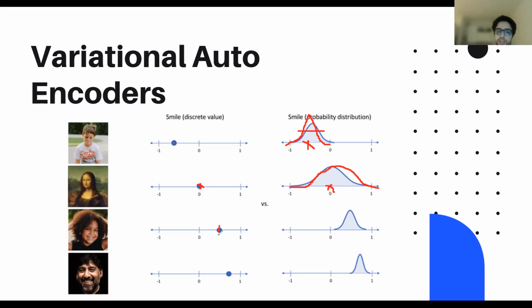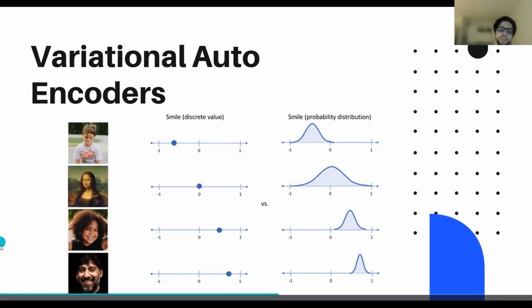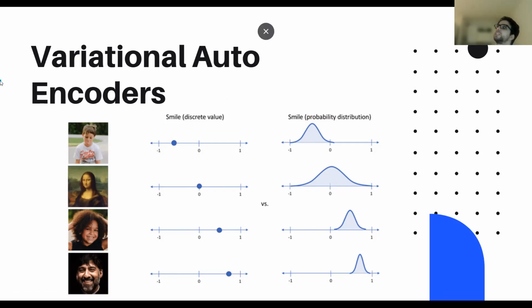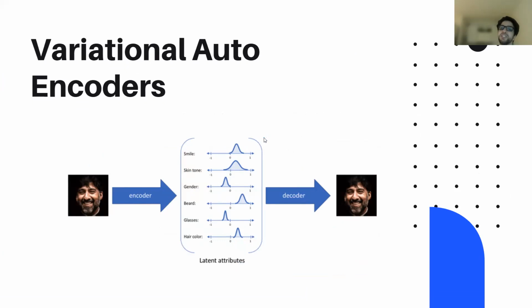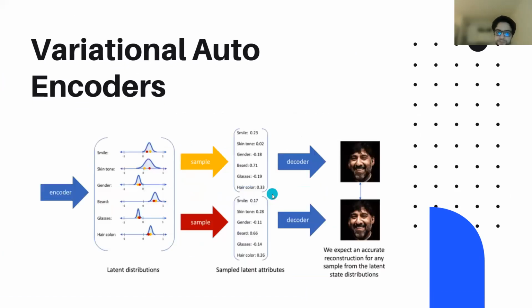Same thing for this girl. We can clearly see she is smiling, but instead of saying it's smiling at a certain value, we give a distribution of different values that can be used to represent this image. So this gives it more flexibility in the learning part, and learns a more smooth latent space. So here we can see, for example, the same image from before. We no longer have a specific value for each one of these latent attributes. We have a specific distribution that we can sample from.